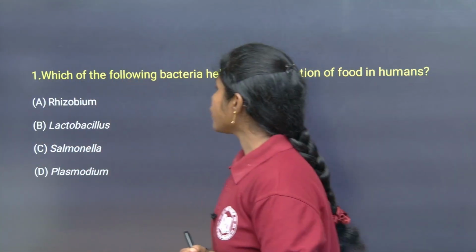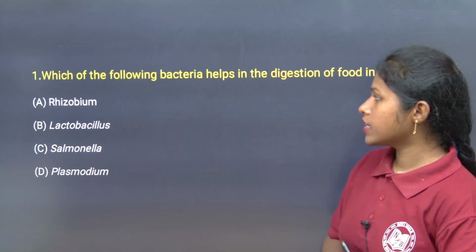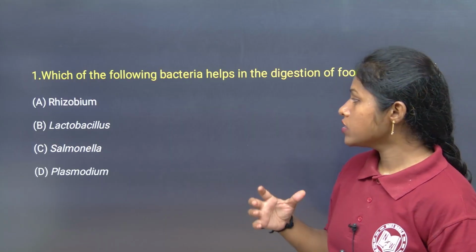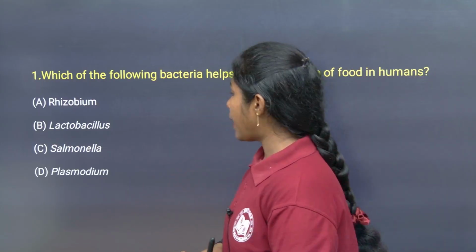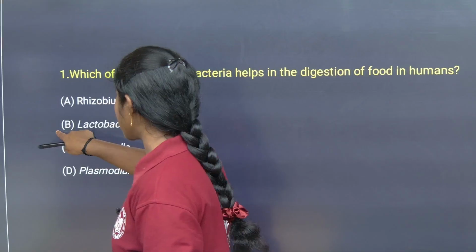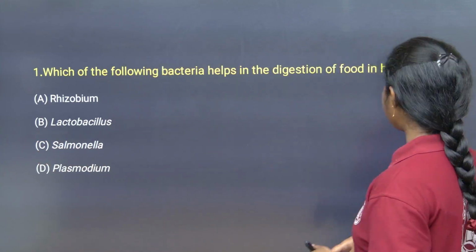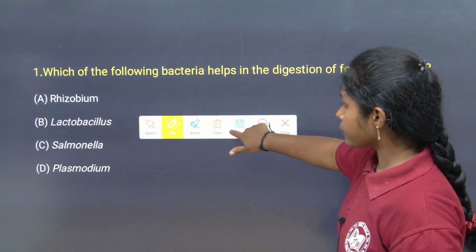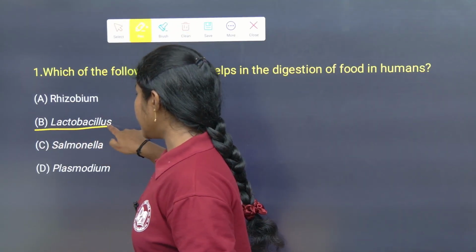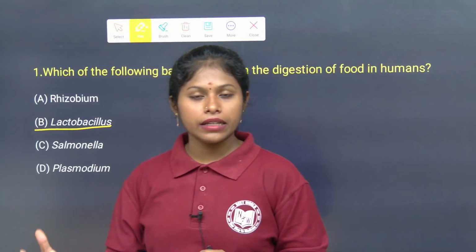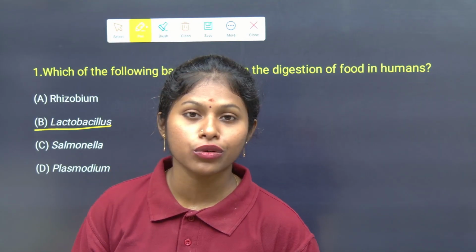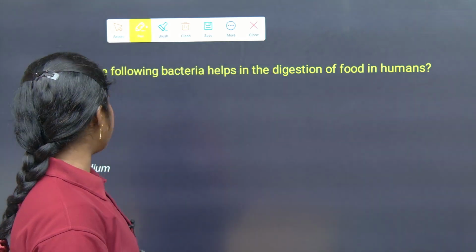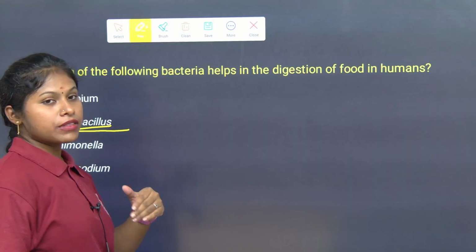So see here, which of the following bacteria helps in digestion of food in humans? Because, children, lactobacillus bacteria have vitamin B12, which nourishes and helps in digestion and in the growth of microbes. Having 1 cup of daily curd and 1 glass of milk leads to bone strength, and it also nourishes the body, provides nutrition, and helps in digestion.